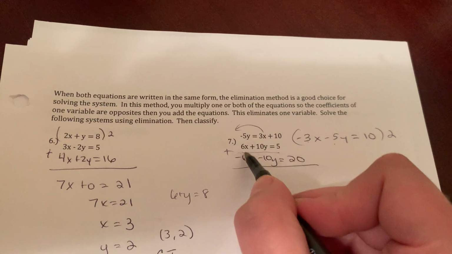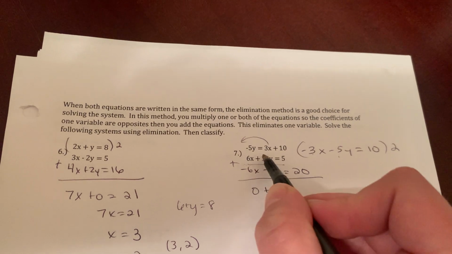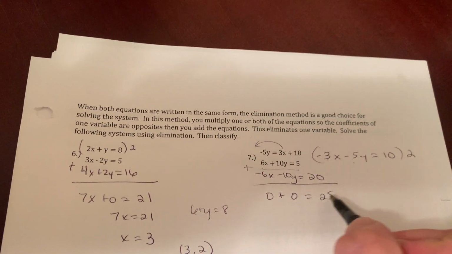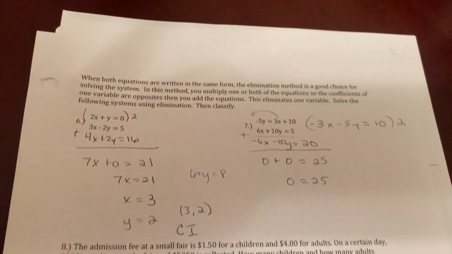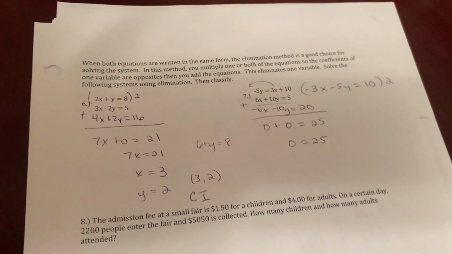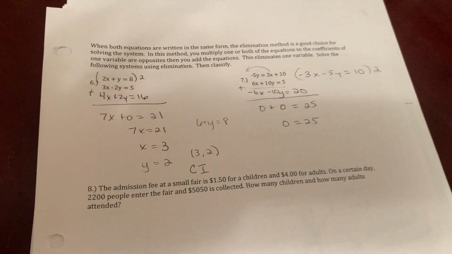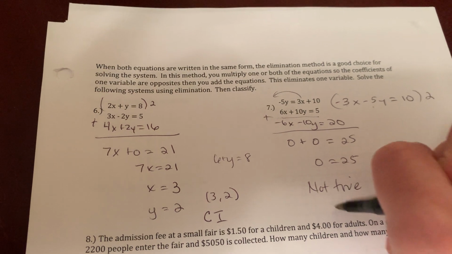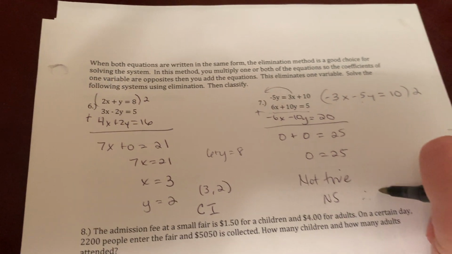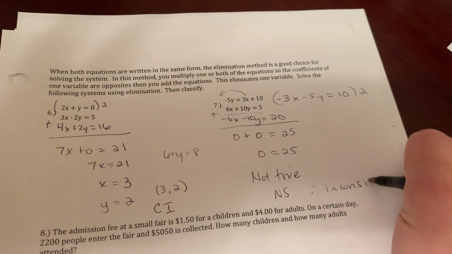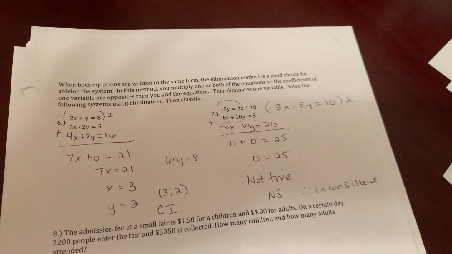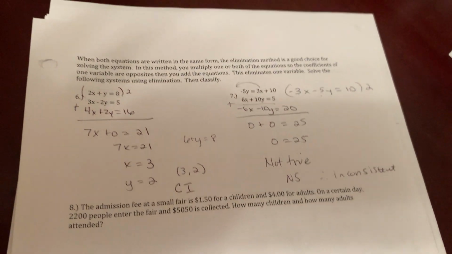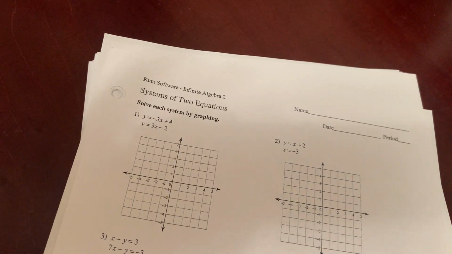When I add them, I'm going to get 0x, or just 0, plus 0y, which is just 0, and equals 25. I have 0 equals 25. I don't care if it's 0 equals 0, 1 equals 7, whatever you get. Is it true or not true? That's not true. No solution, therefore inconsistent. If I got 25 equals 25, then that would mean it's the same line, and that would mean it would be consistent, dependent.